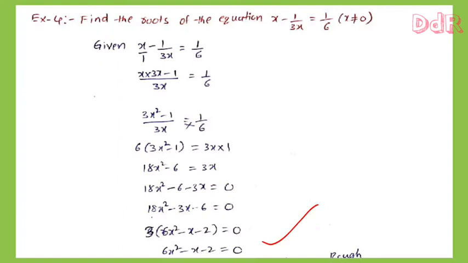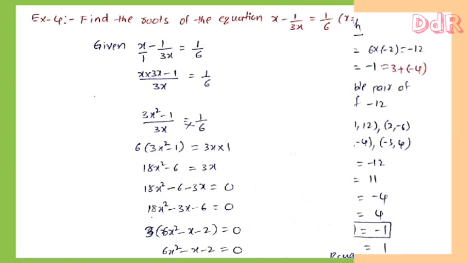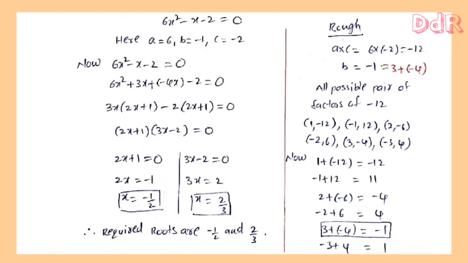Now we can find the roots of the quadratic equation. So let us find out. Compare with the standard form. A equals 6, B equals minus 1, C equals minus 2. Next, multiply first and last. A into C equals 6 into minus 2 equals minus 12. Next, the middle term, that is B equals minus 1.